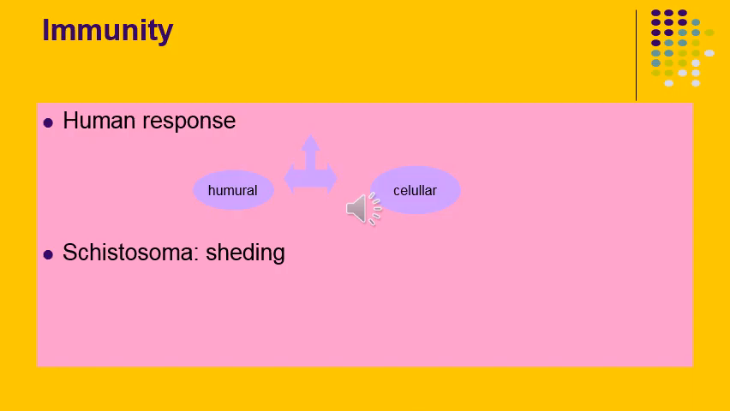How about the immune system of humans against trematodes? As you know, the human immune system can manage trematode infection by humoral and cellular systems. But the schistosoma evade the immune system by shedding.